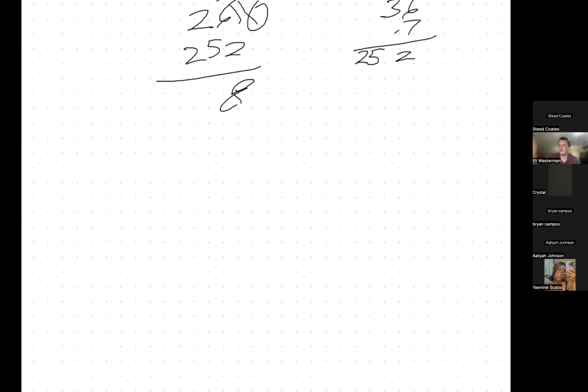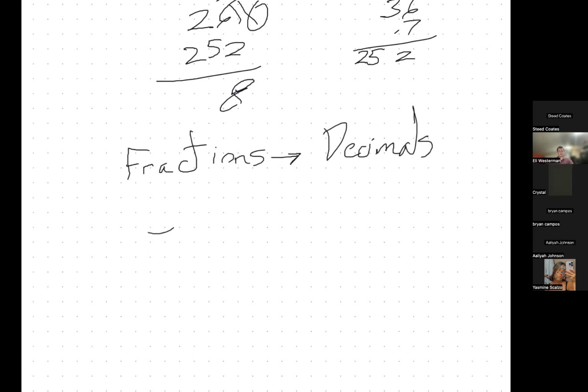I've got a few more things to work, and then we'll do some practice problems where y'all can practice. So now we're going to go fractions to decimals, and then we're going to go decimals to fractions. So what if I give you this fraction, 3 over 16, and say I want it as a decimal?